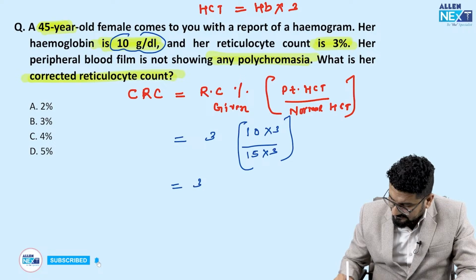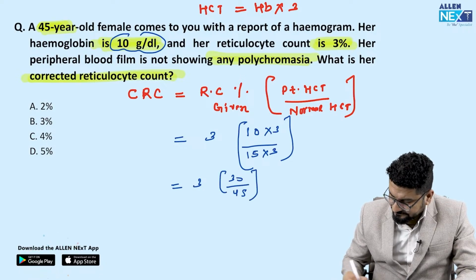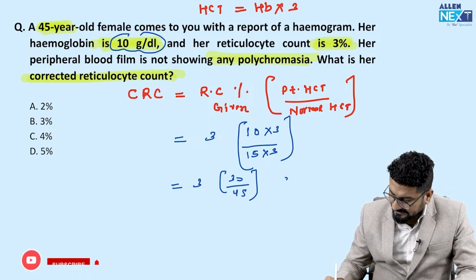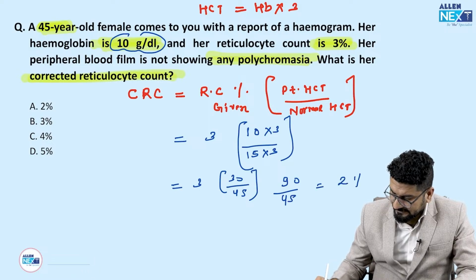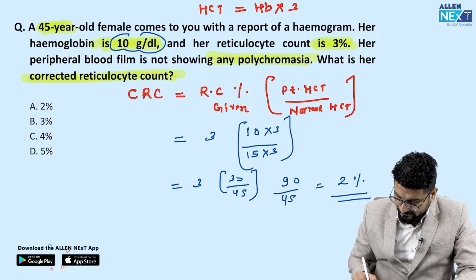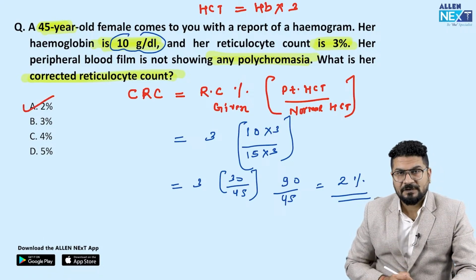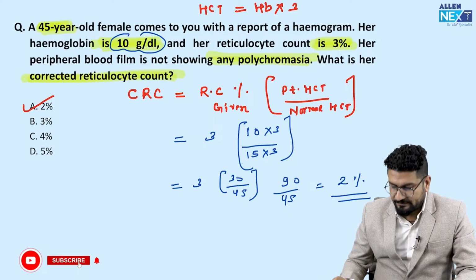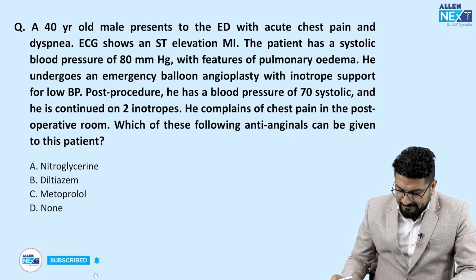This will come as 3 into 30 divided by 45, which is 90 divided by 45. That means the corrected reticulocyte count will be 2%. So the answer for this question is 2%. Simple. This is how we can calculate corrected reticulocyte count. Okay, coming to the next question.